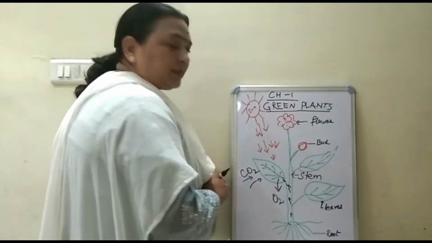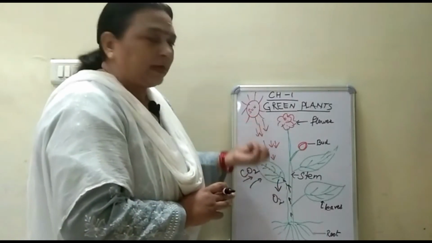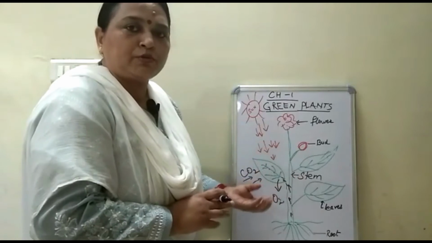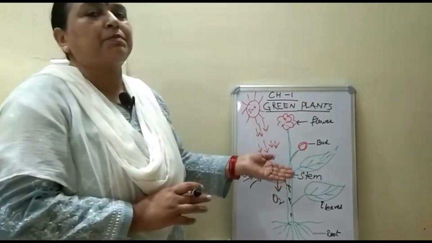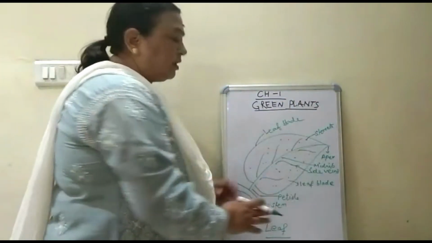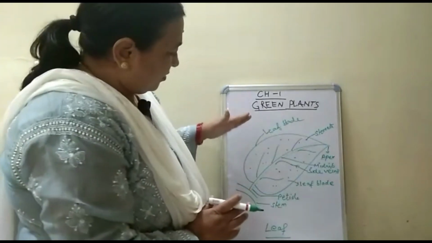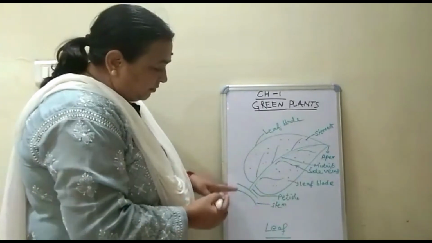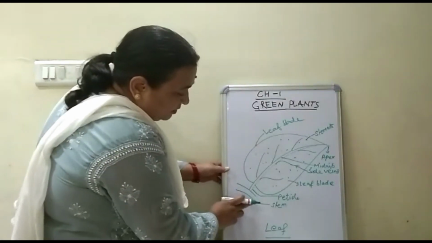Now let us see how leaves help in trapping the sunlight, or how they help in producing the food. Because of the leaves only the food is prepared in the plants. This is the diagram of a leaf. Now this leaf is attached to the stem here.